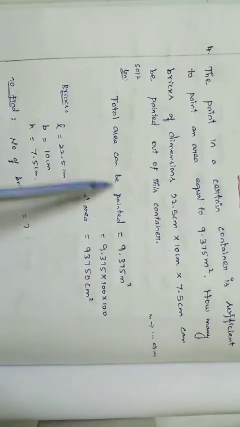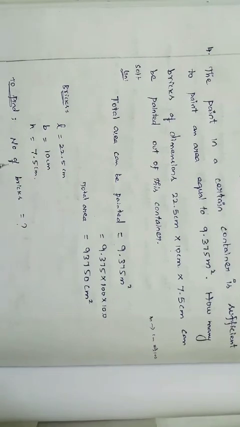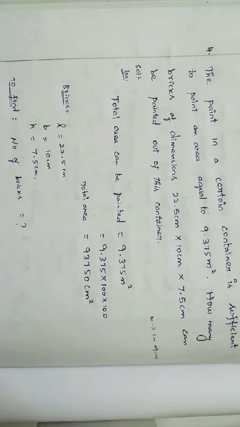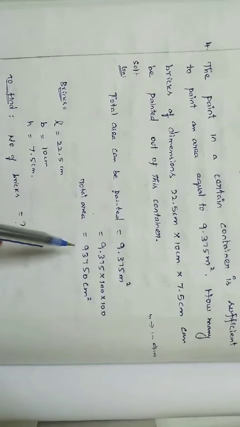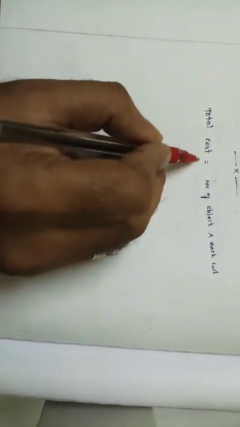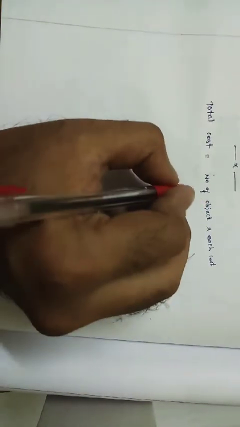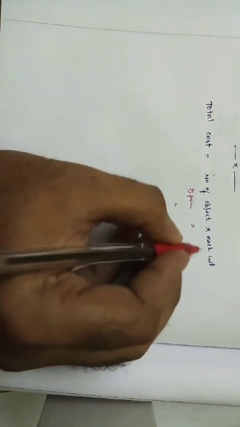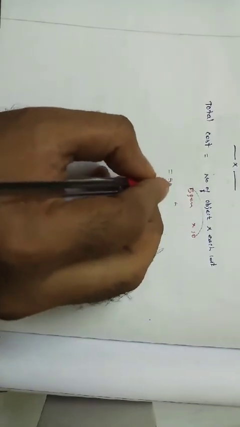See here, we have the total area and we have length, breadth, height, so we can find each area also, right? And what we want to find is the number of bricks. We already discussed in the 4th chapter: total cost is equal to number of objects into each cost. Suppose you are buying 5 pens, and the cost of one pen is 10 rupees. Then 5 into 10 is equal to 50 rupees. That is the total cost, right?